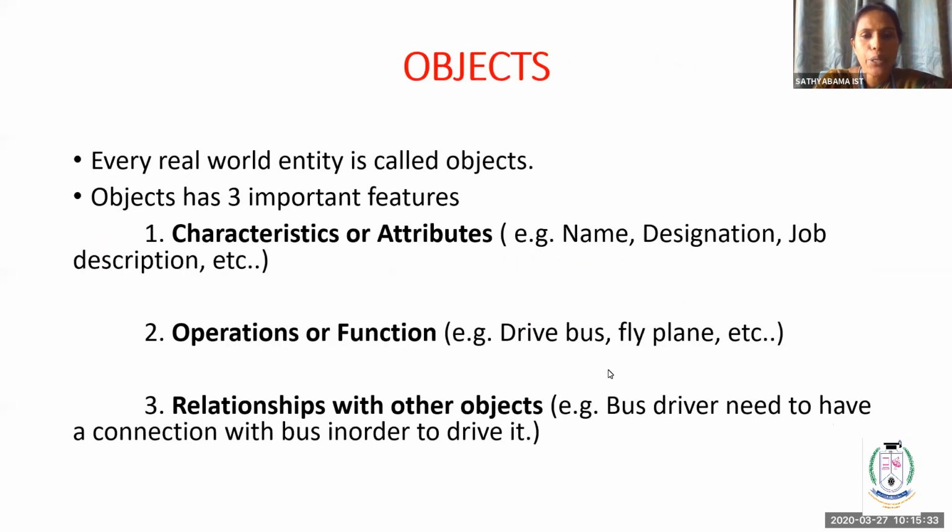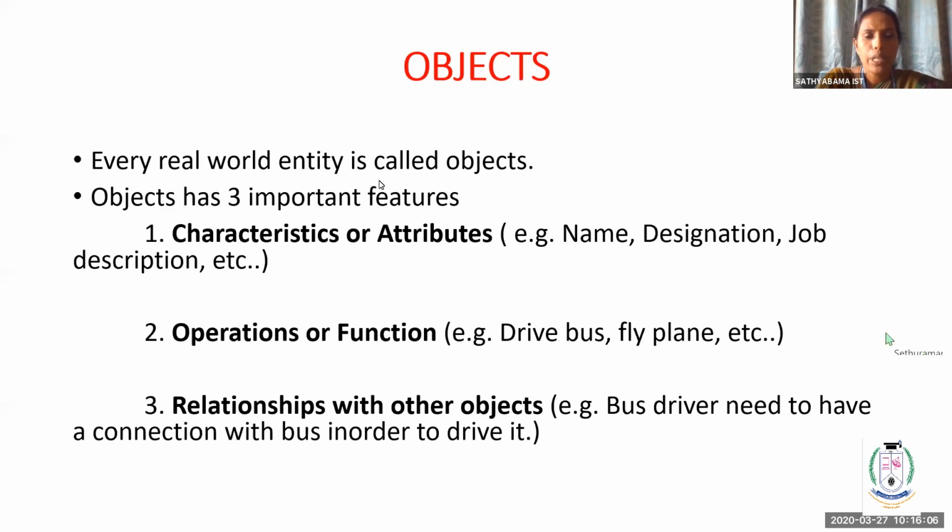Now we are getting into the very important concepts. This comes under your object-oriented programming language. The first concept is called an object. Every real world entity is called an object. What is meant by a real world entity? For example, myself is one object, yourself is one object, your car is one object, your mobile phone is one object. Like that, every real world entity is called an object.